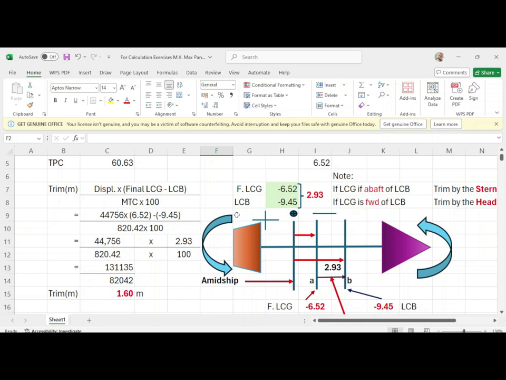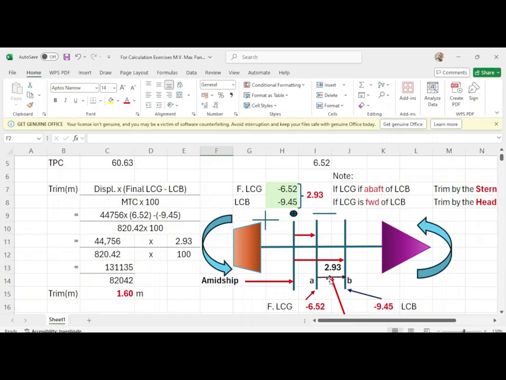Now, what about your LCB? LCB is also measured from amidship, forward, because it is negative. You measure about 9.45. So from here, you measure about 9.45, and from this vertical line, this will be your negative 9.45 LCB. It's negative because it is found in the forward part of the vessel. So you have this LCB, and you have this final LCG.